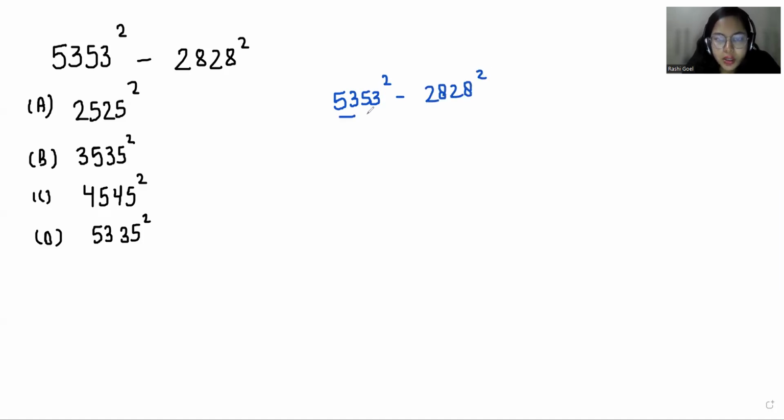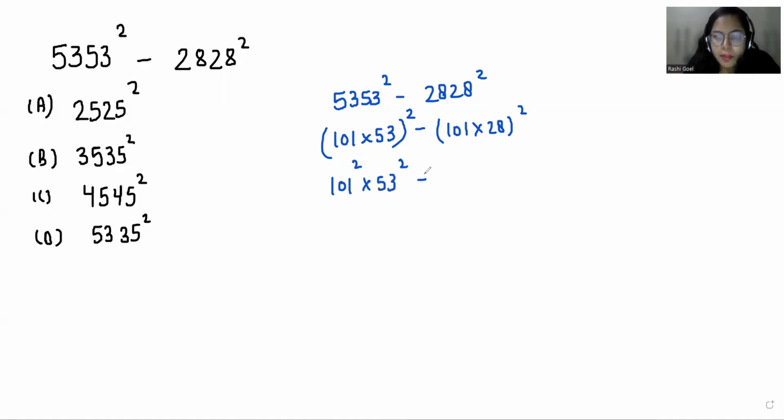When the number is repeated itself, we can write it as a multiplication of 101 with the number. So 101 times 53 square minus 101 times 28 square. So we can write this as 101 square times 53 square minus 101 square times 28 square. Now I can take 101 square as common. So 53 square minus 28 square.